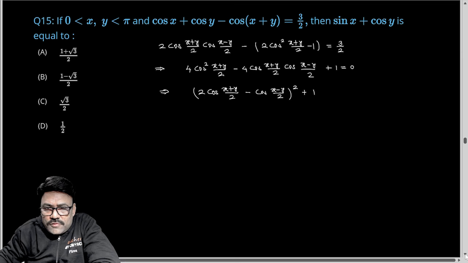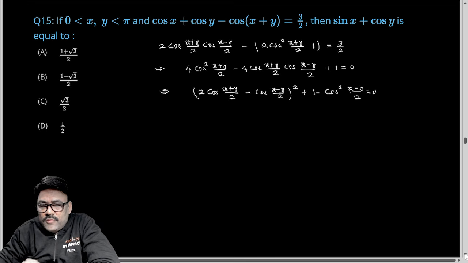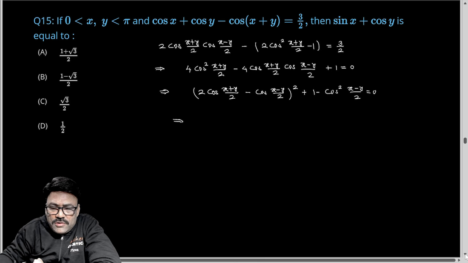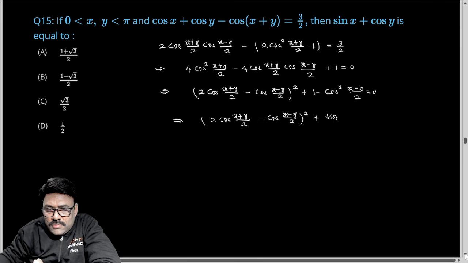And then 1 minus cos square (x minus y)/2. So it can be written like this if you form a perfect square: 4 cos square (x plus y)/2 minus 4 cos (x plus y)/2 cos (x minus y)/2. And finally, this is what? This is (2 cos (x plus y)/2 minus cos (x minus y)/2) whole square plus sin square (x minus y)/2.